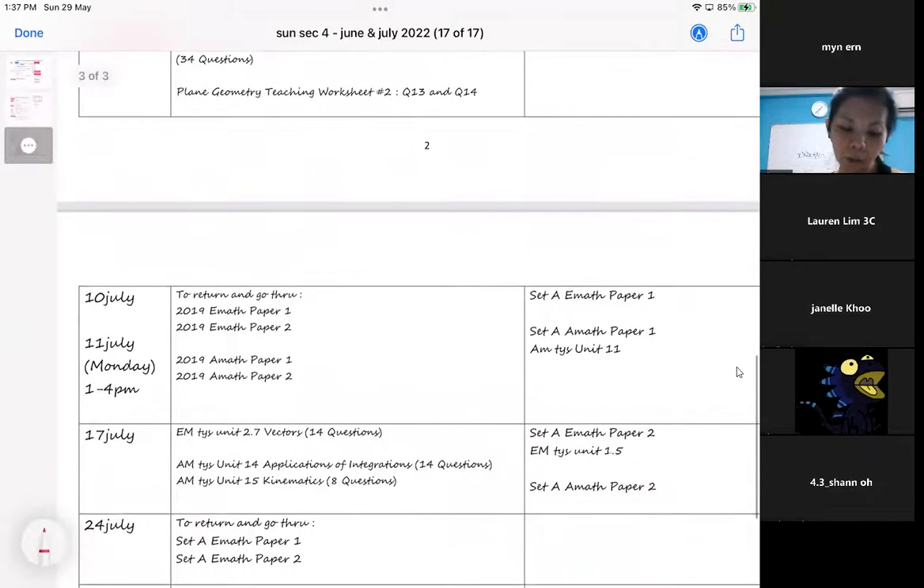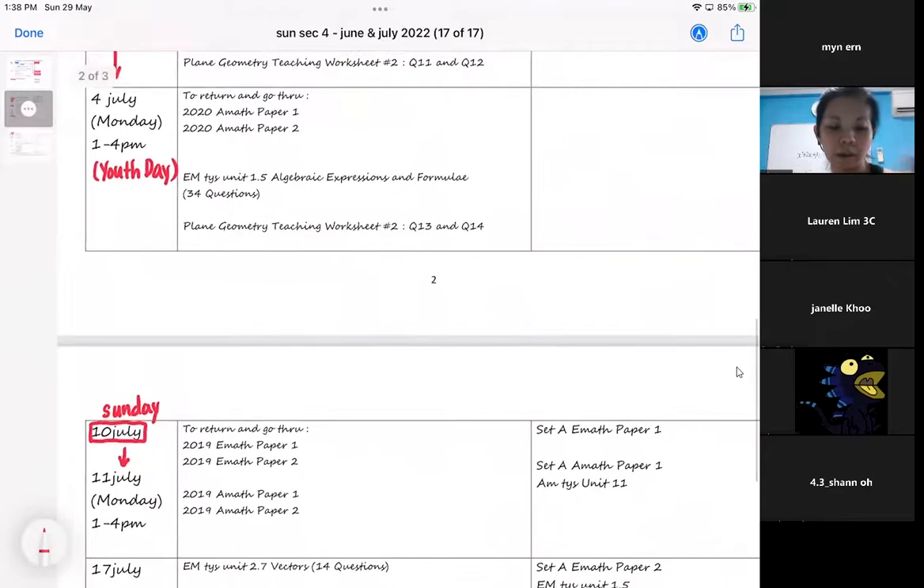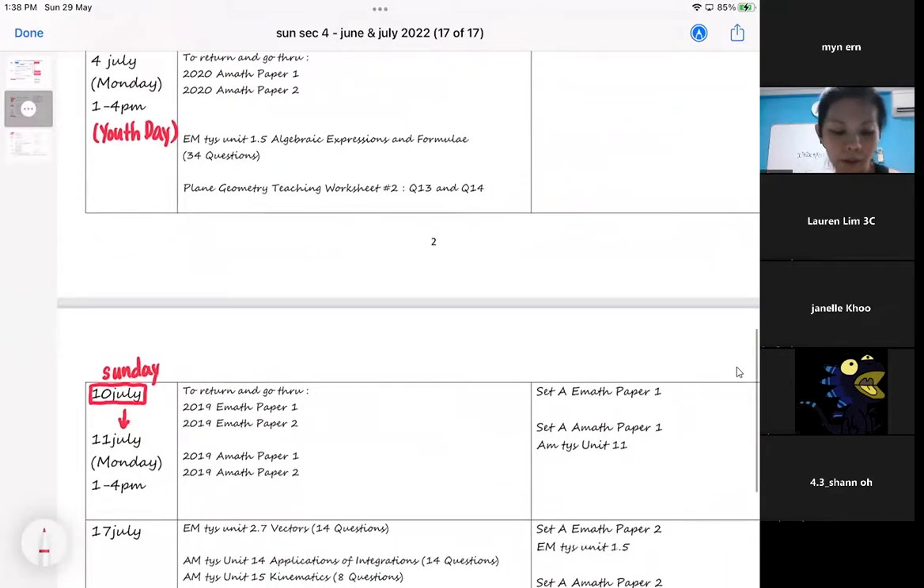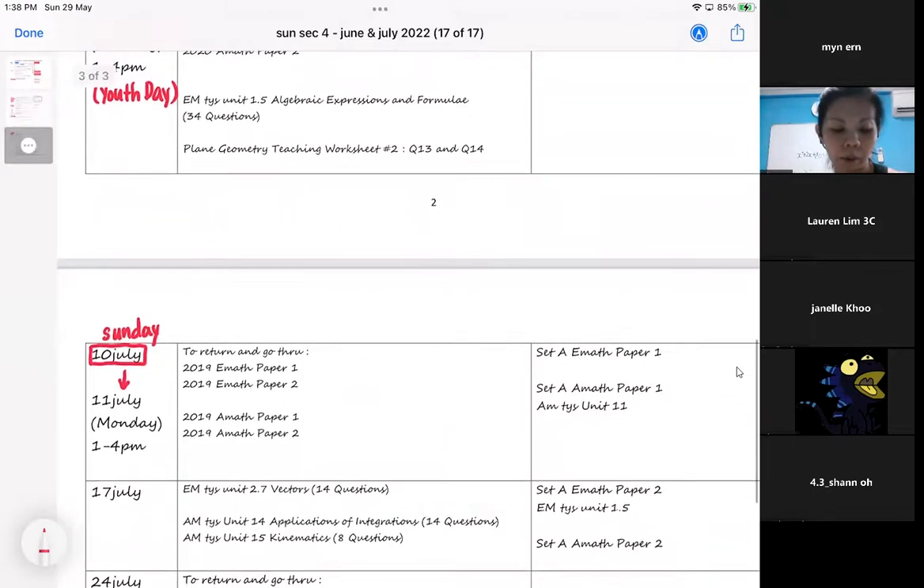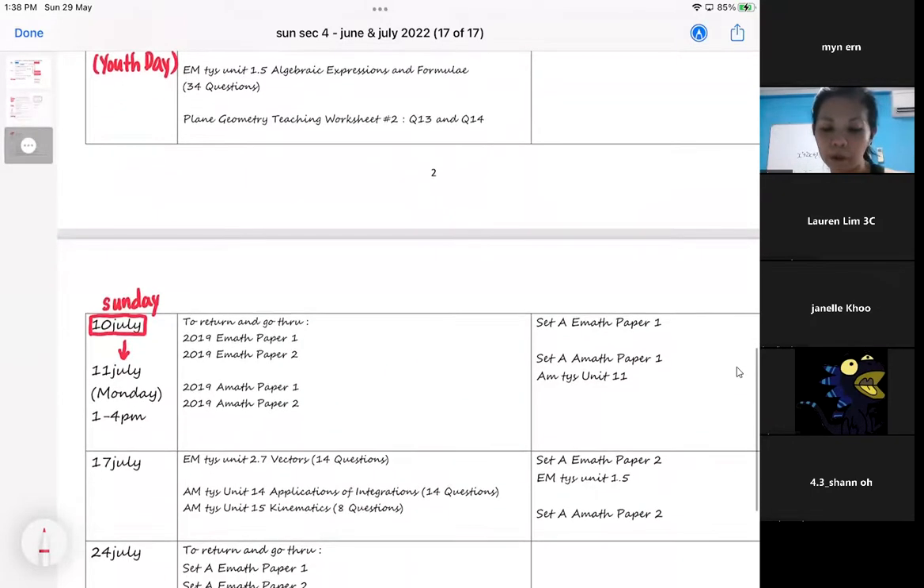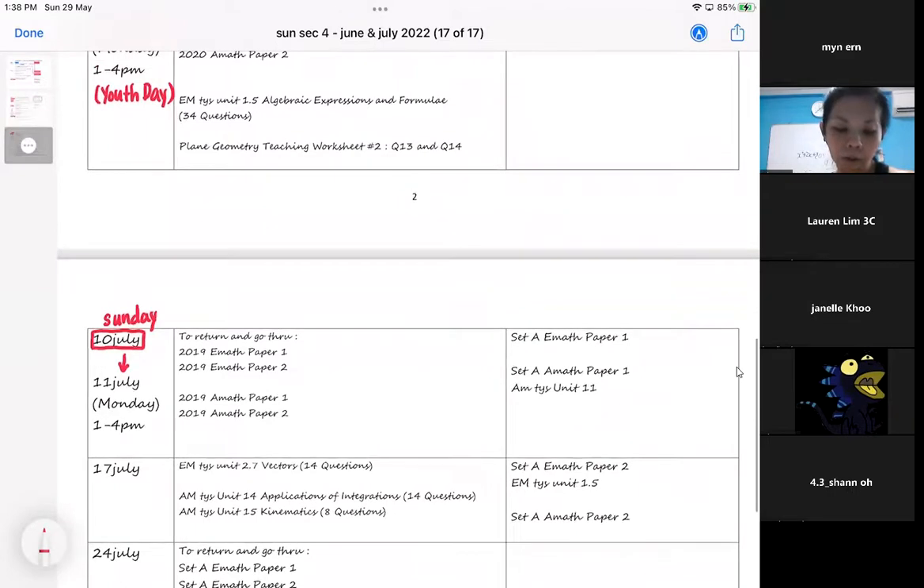There will be one Sunday lesson that will be changed to Monday, because that one is a public holiday. 11 July is a public holiday, 4th July is a school holiday. Whatever it is, all of you don't need to go to school. So can you keep the afternoon free? Look at the submission.